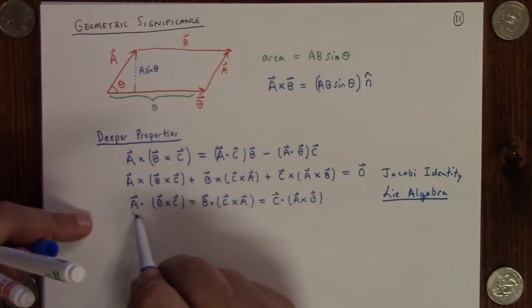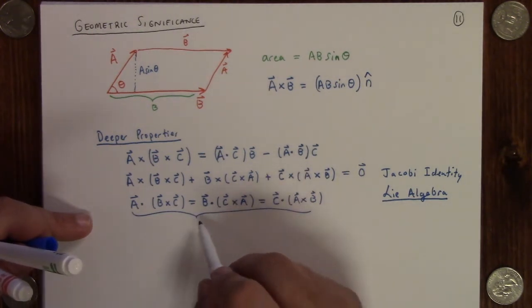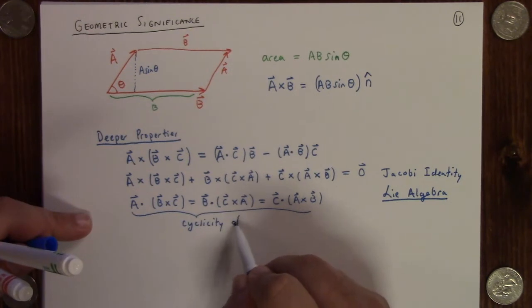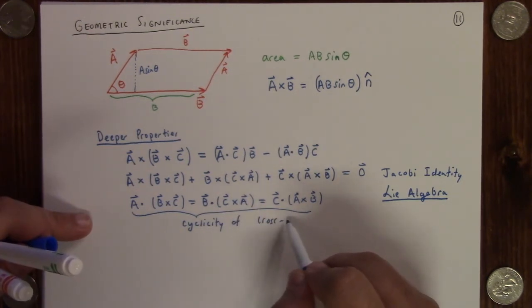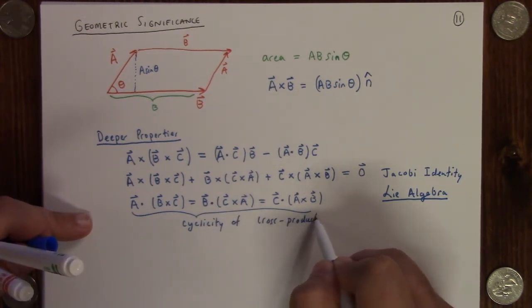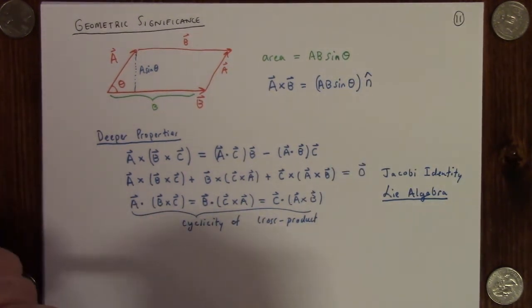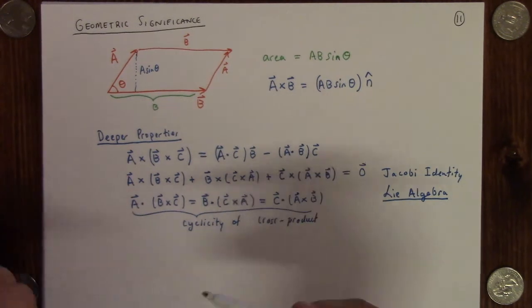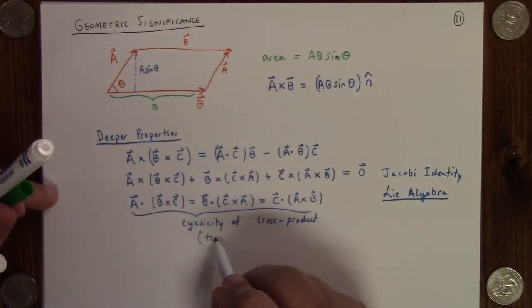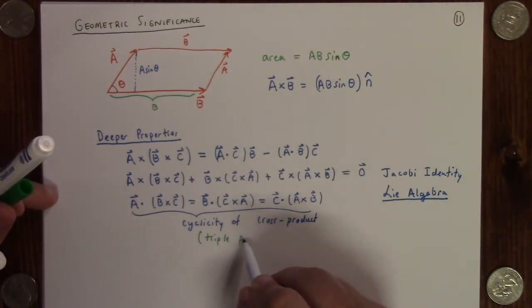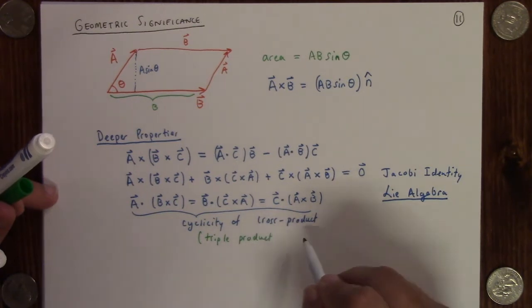This is what I would call the cyclicity of the cross product. And the geometric significance, and these are all, by the way, what are called triple products. And the triple product gives volume.